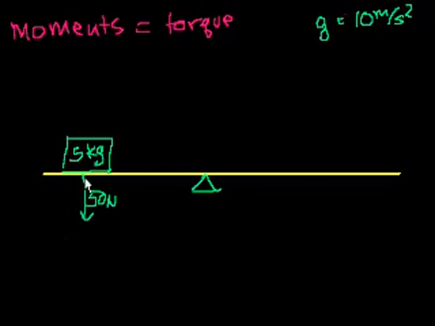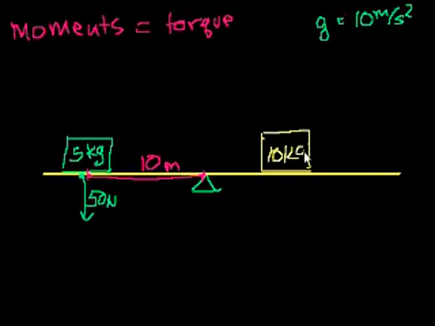And let's say that the distance, the moment arm distance, or the lever arm distance, this distance right here, is 10 meters. And let's say that I have another mass. Let's say it's 25 kilograms. No, that's too much. Let's say it's 10 kilograms. Let's say I have a 10 kilogram mass.